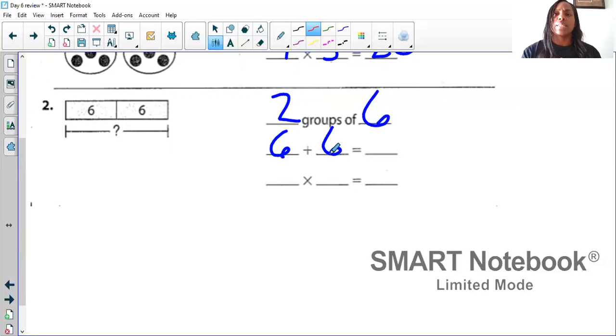That's right, because we're not saying 2 groups of 2, we're saying 2 groups of 6. So it should be 6 plus 6. Does that equal? You got it. Equals 12. And so what should our multiplication equation look like? 2 times 6 equals 12. Very good.